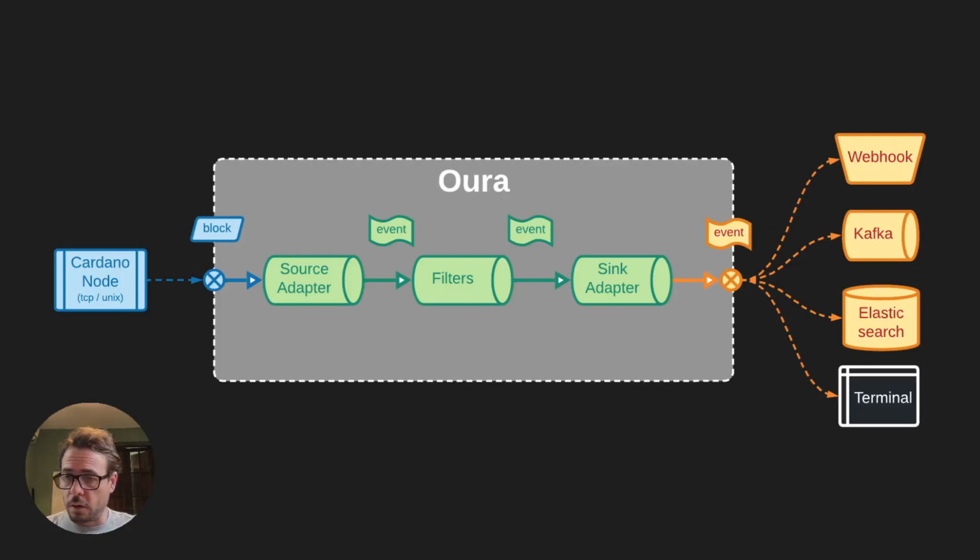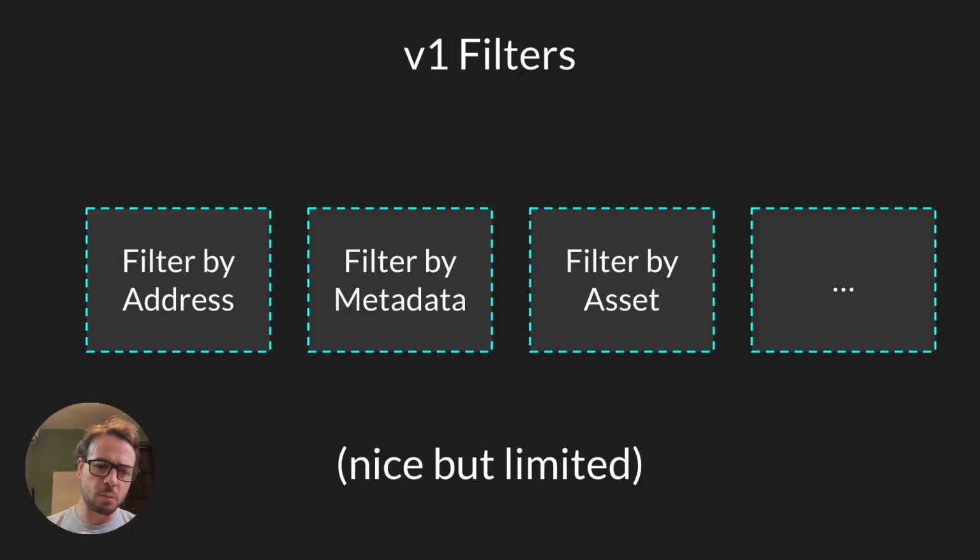For example, it could be a Kafka topic, it could be a Redis stream, it could be even an HTTP webhook. Oura is very good at moving transactions from one system to the other. But what happens in the middle, it's kind of dumb. There's not much that you can do. You can filter specific transactions that match an address or a metadata label or some sort of policy ID in the assets, which is useful in many scenarios, but kind of limited.